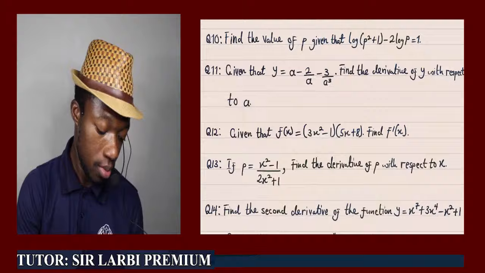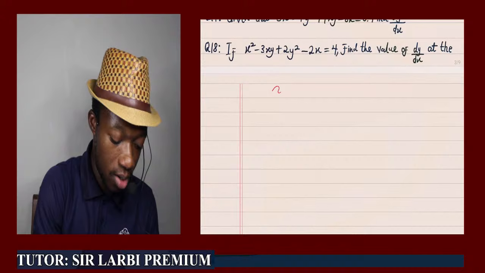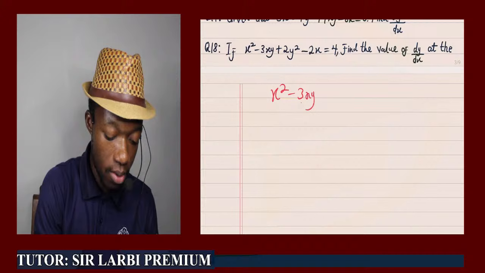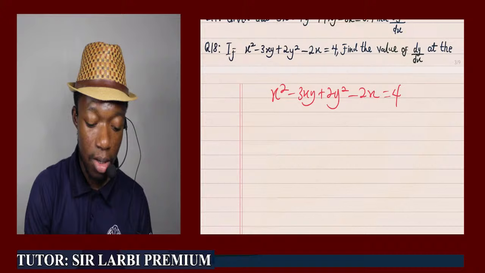So question number 18 is the question that we actually look at here. We have x squared minus 3xy plus 2y squared minus 2x, and that should be good. So we are asked to find what? dy over dx from this question. So how do we go by this?